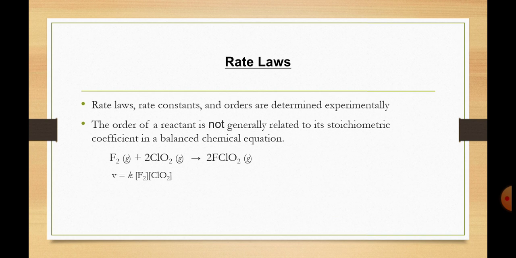So what is the rate law? The rate law and rate constant are determined experimentally. The order of a reactant is not generally related to its stoichiometric coefficient in a balanced chemical equation. As shown in the equation here, F2 plus 2ClO2 goes to 2FClO2. So here one shows us the order of reaction. It is the first order of reaction.